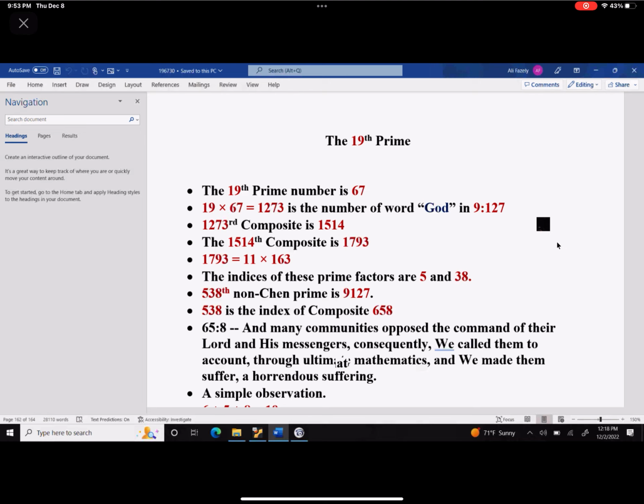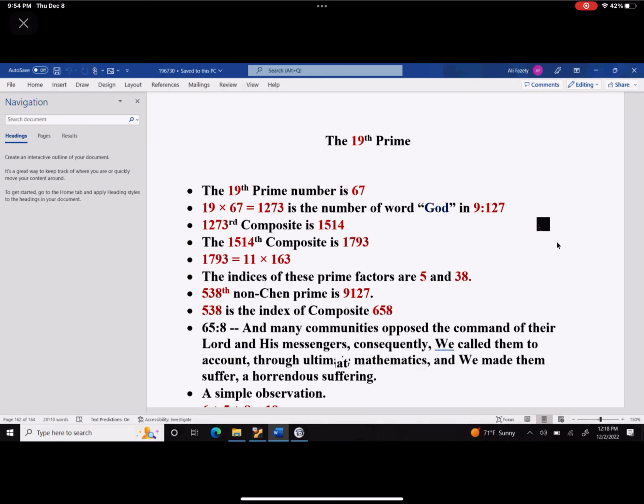The 1273rd composite is 1514. And now, we didn't know this. The 1514th composite is 1793. But 1793 is 11 times 163. It's a biprime. The indices of these prime factors are 5 and 38. But the 538th non-Chen prime is 9127.